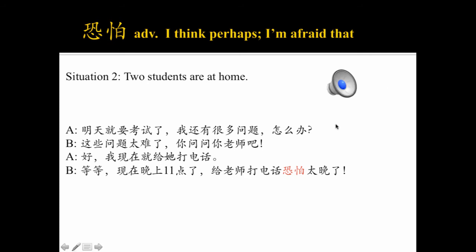Conversation 2. Two students at home. 明天就要考试了，我还有很多问题，怎么办？这些问题太难了，你问问老师吧。好，我现在就给他打电话。等等，现在晚上11点了，给老师打电话恐怕太晚了。There's an exam tomorrow, and A has a lot of questions. So A would like to call his teacher to ask some questions.